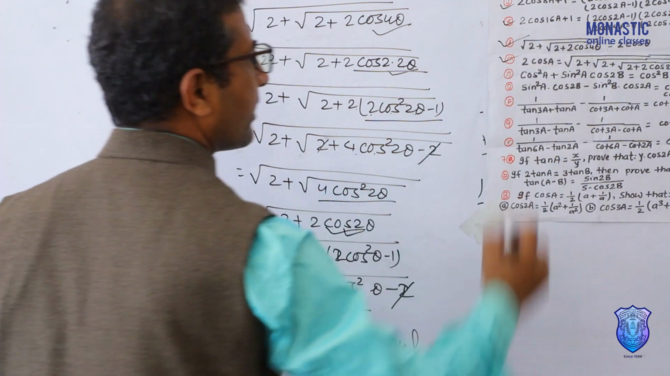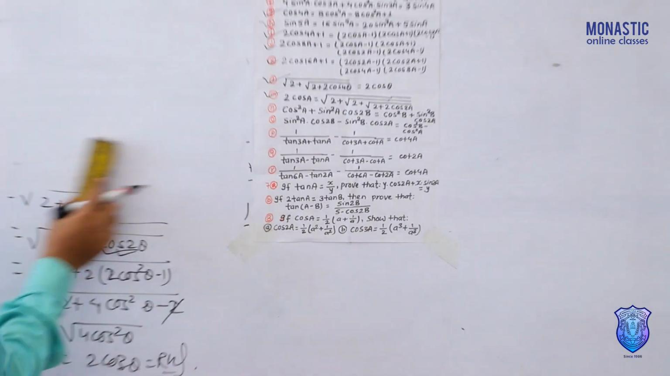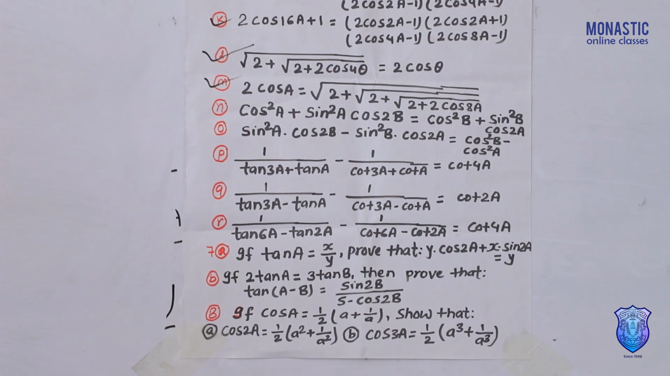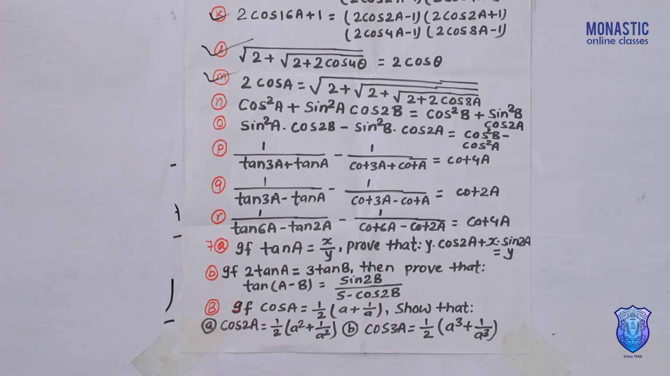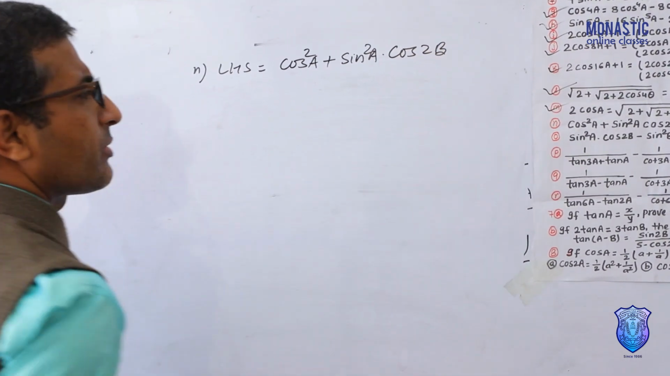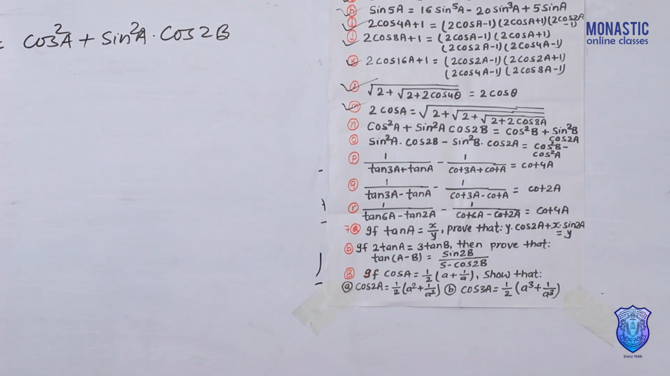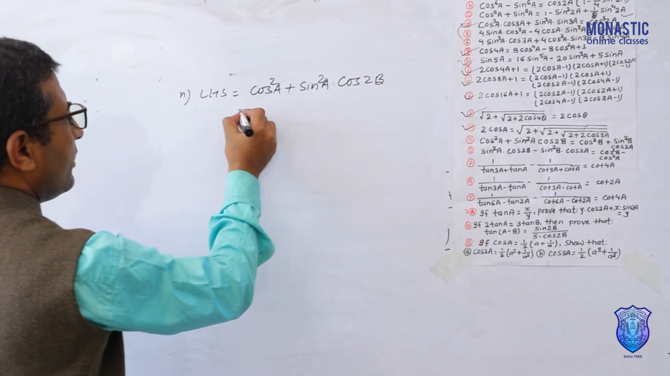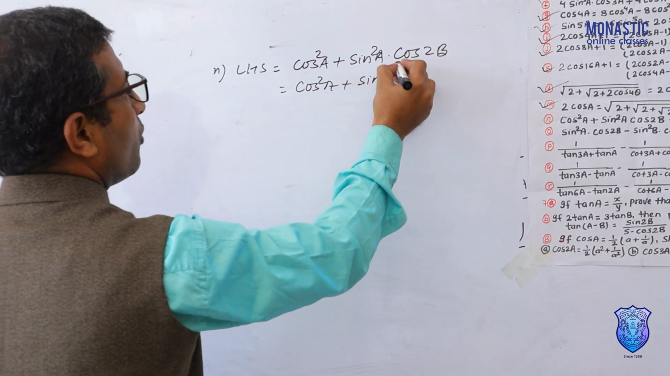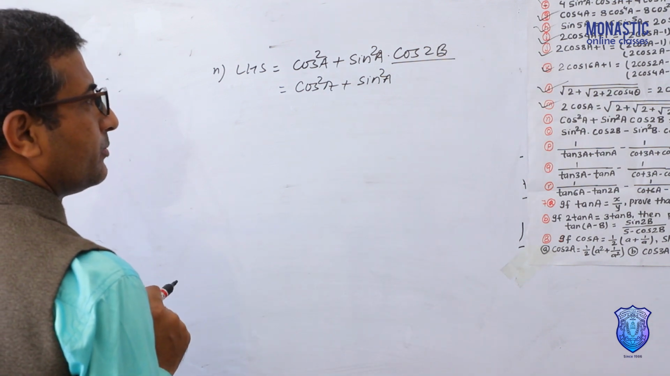Question number L and M are exactly the same question. Now question number N and O are same. Question number N. Cos square A plus sine square A into cos 2B. Look in RHS. We want cos square B plus sine square B and cos 2A. Here, what I will prefer, we have many formulas of cos. Which formula we have to apply here?